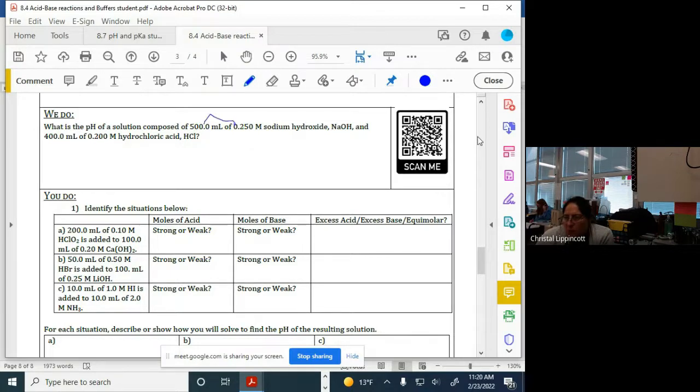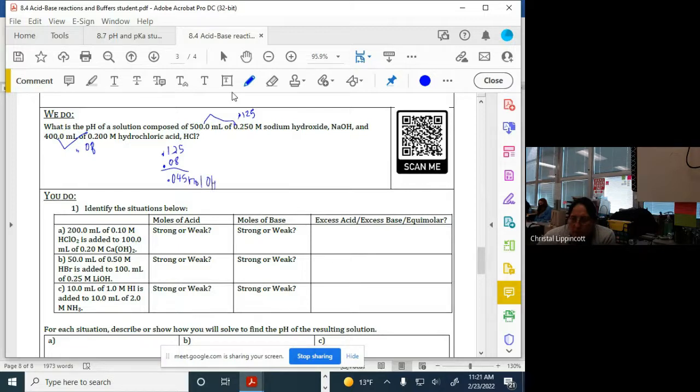So I need to find my moles of each of these. Multiply these together. So this is going to be 0.125. And this guy will be 0.08. Okay. Which one do we have more of? Okay. So we're going to take our moles of our base and subtract out the moles of the acid. That's going to give us moles of the base.